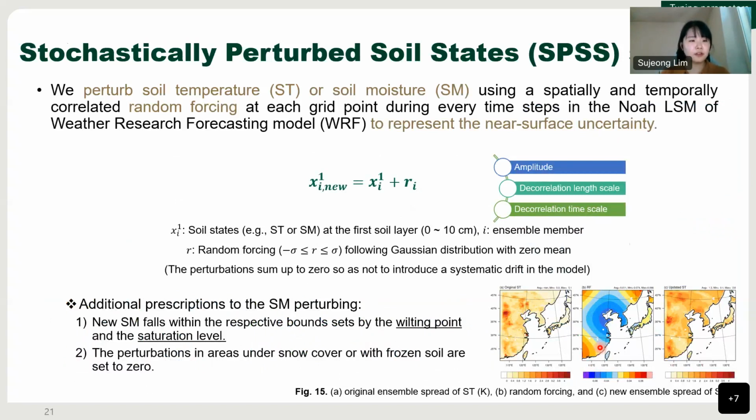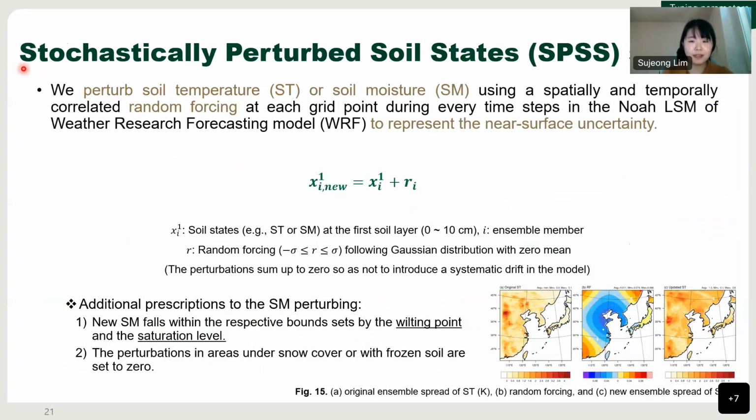Therefore, we developed the stochastically perturbed soil state scheme in NoahMP over WRF. It perturbs soil temperature or soil moisture to represent the near-surface uncertainty. For the soil state, at the first soil layer, we add random forcing at every time step. If you see this figure, the ensemble spread of soil temperature is inflated by adding a random forcing. As for the soil moisture, we use bounds between the wilting point and saturation level, and we do not add perturbation over snow cover or frozen soil.